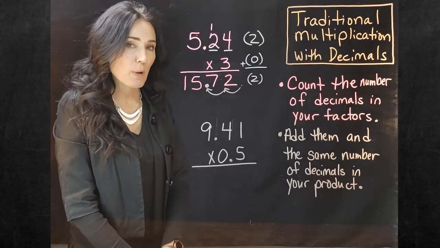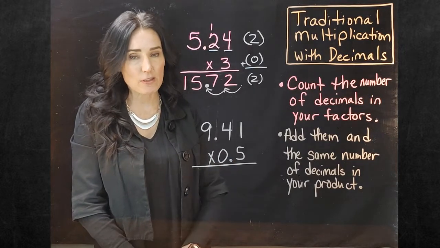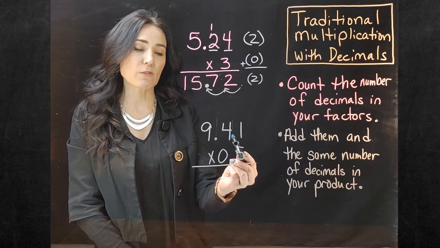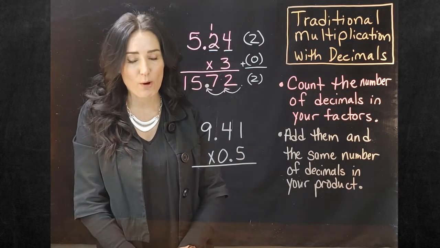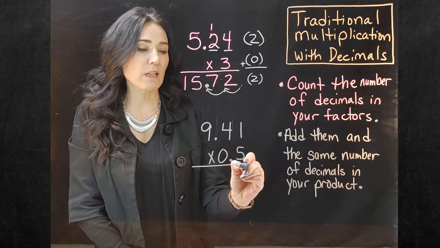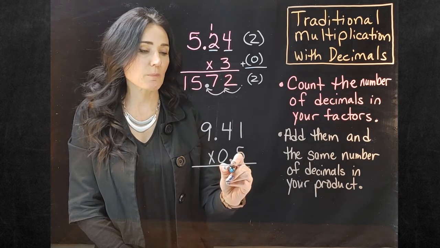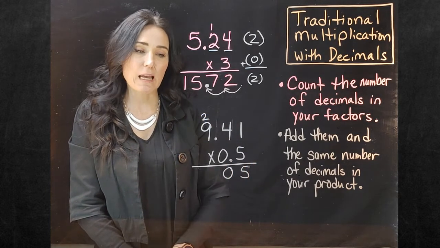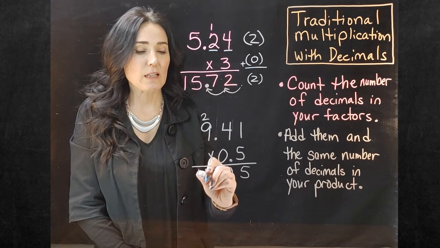Now let's take a look at the bottom number. It's a little bit different. We're actually multiplying by a decimal on this one. So we are still going to take 5 times 1, 5 times 4, and 5 times 9, just like you would if there were no decimals at all. So let's take 5 times 1 is 5. 5 times 4 is 20. Carry the 2. And 5 times 9 is going to be 45 plus 2, so we'll get 47.